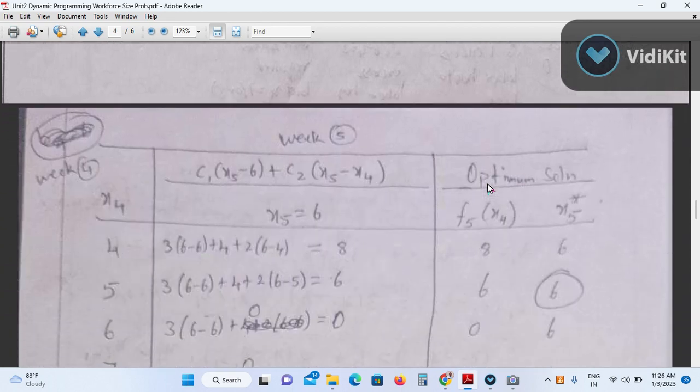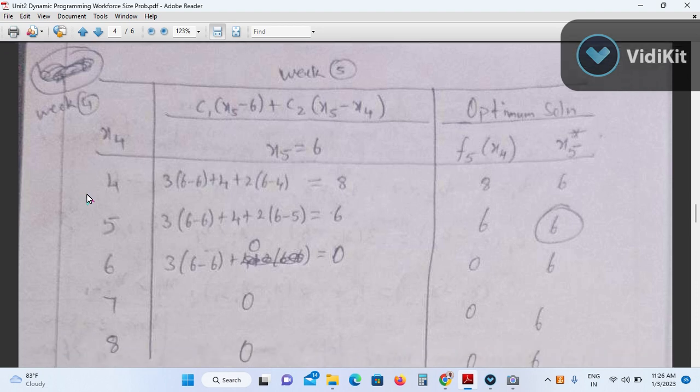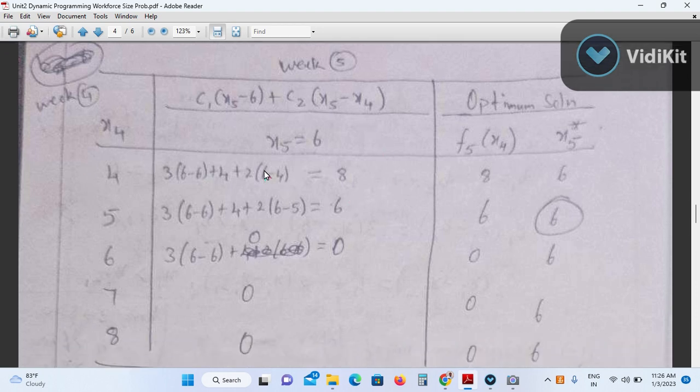So these are the things with respect to week 5. We are going for the next week, that is 4. So based on the above observation, we will put here x5 equal to 6 and x4 equal to starting from 4 to 8. So here you will substitute x5 equal to 6. Therefore C1 of 6 minus 6, right? And here x5 is 6. So 6 minus x4 is nothing but 4 in this case. So that is the thing here I will put.